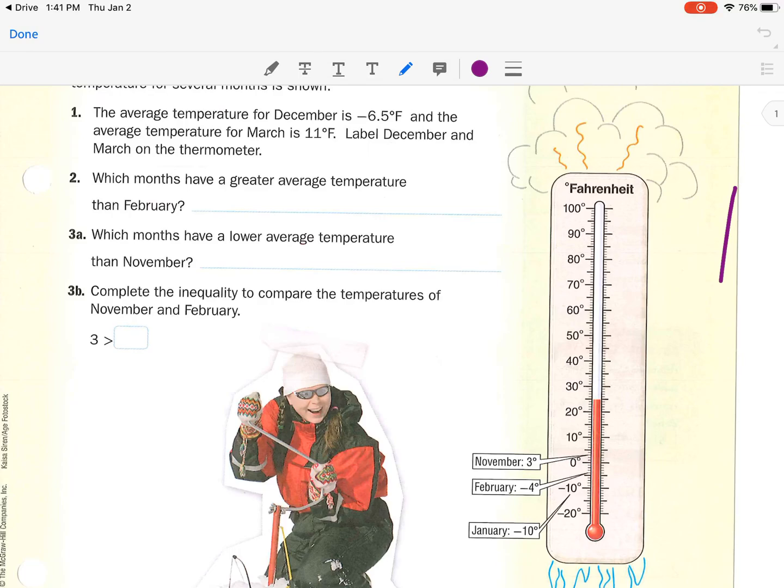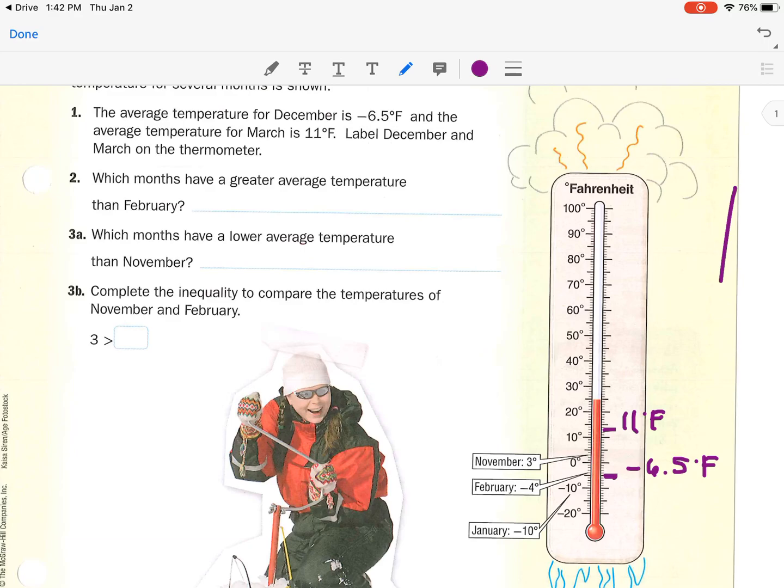So notice that we are talking about negative 6.5. So it's probably right about here. It doesn't have to be perfect. Okay. And again, mine's not going to be very good because I don't have a very sharp area to work with here. Okay, so negative 6.5, so that's December, and then March is 11 degrees Fahrenheit. So we're going to say 11 is probably right about, that's not very good, but close enough. 11 degrees Fahrenheit there.